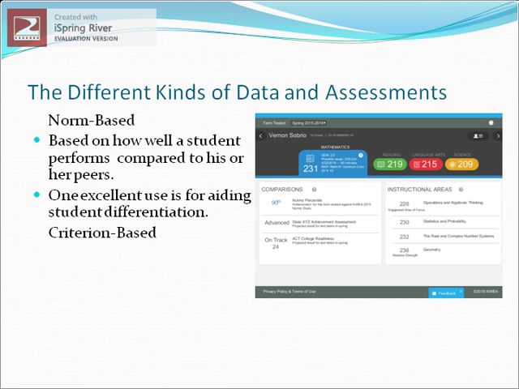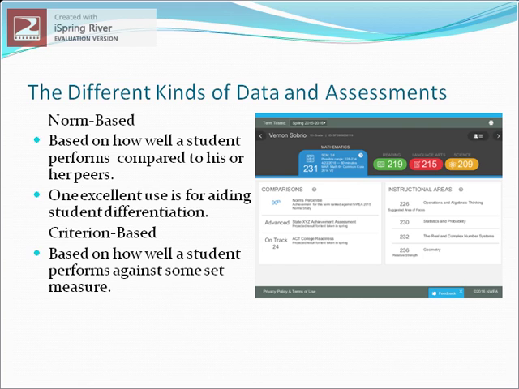The other type of assessment is a criterion-based assessment. In this assessment, you're basing their score against some other set measure. Usually it's just how many questions did you get right. If you got 95% of the questions right, congratulations, you got 95%.